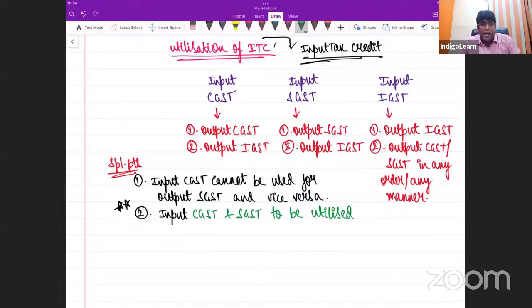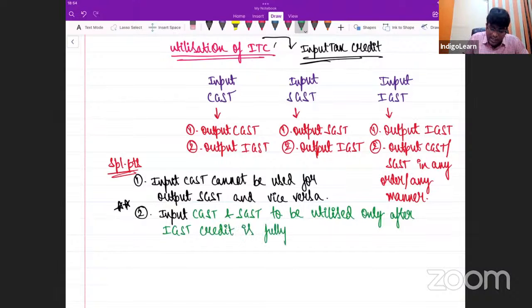Come, what is that line, my dear friends? Input CGST and SGST to be utilized only after IGST credit is fully exhausted. So that line is very, very interesting, sir. Input CGST and input SGST to be utilized only after IGST credit is fully exhausted.